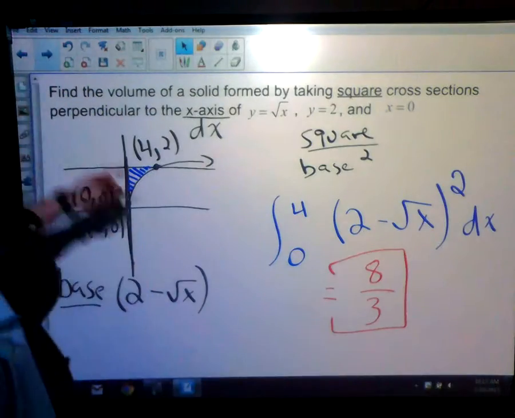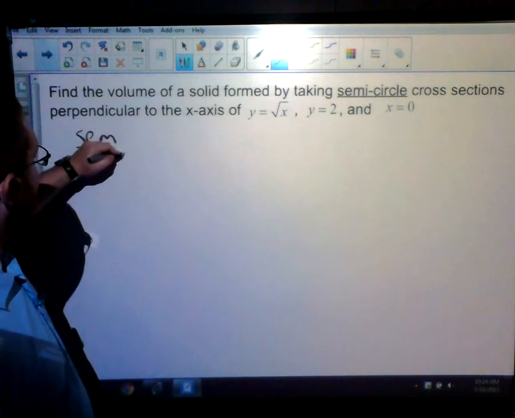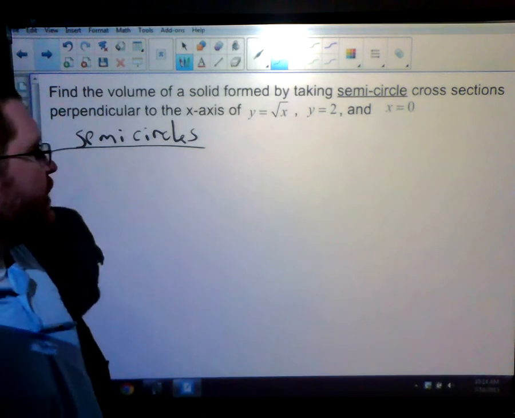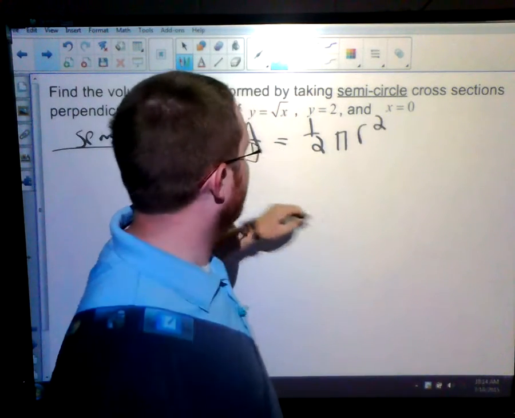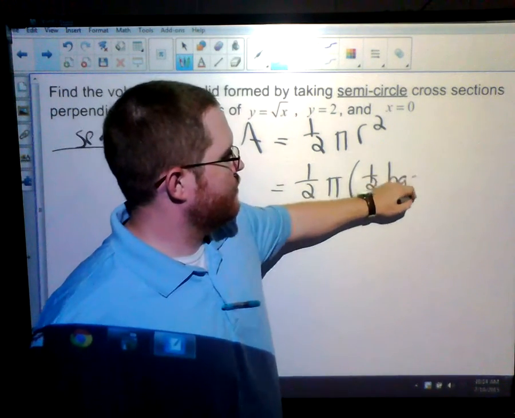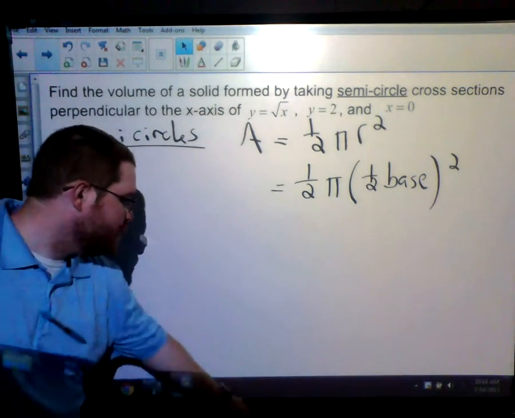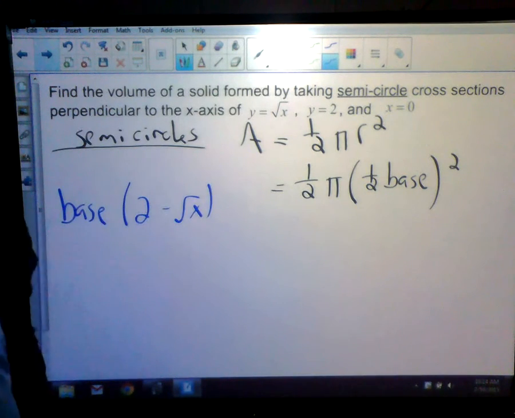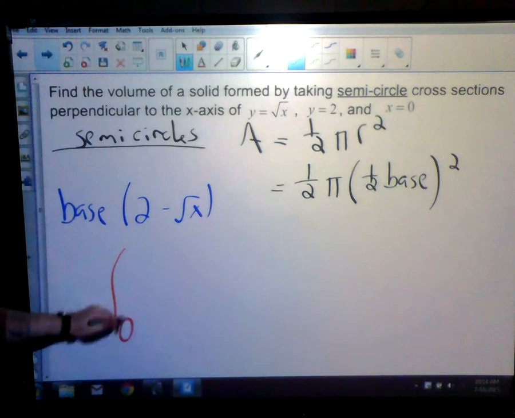Now the next problem is the same, except instead of doing squares, I'm doing semicircles. It's the same graph, so I'm not going to draw it again. The area of a semicircle is 1/2 pi r squared, but in this case it's 1/2 pi, 1/2 the base squared. What was the base from the last problem? The base is 2 minus square root of x. So let's set this problem up. It's still going to be from 0 to 4.